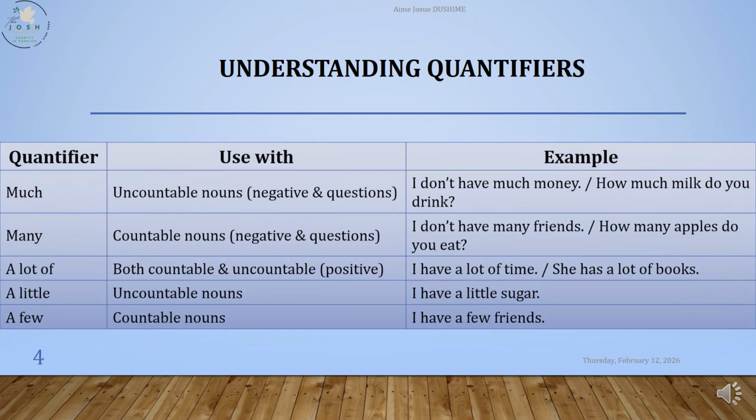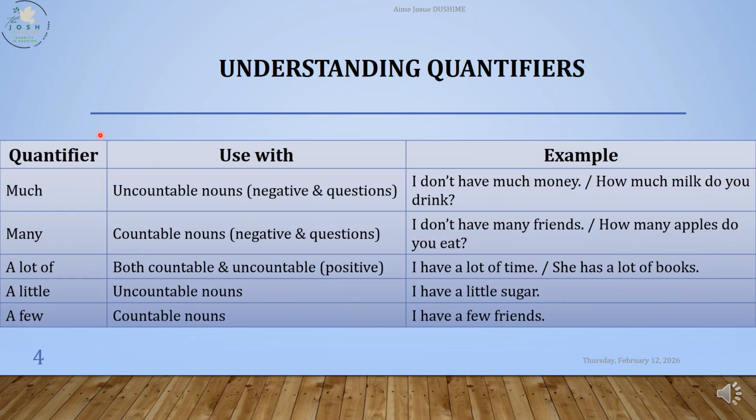Let's understand quantifiers. We have much, many, a lot of, a little, a few. Much is used with uncountable nouns in negatives and in questions. Like I don't have much money. How much milk do you drink?